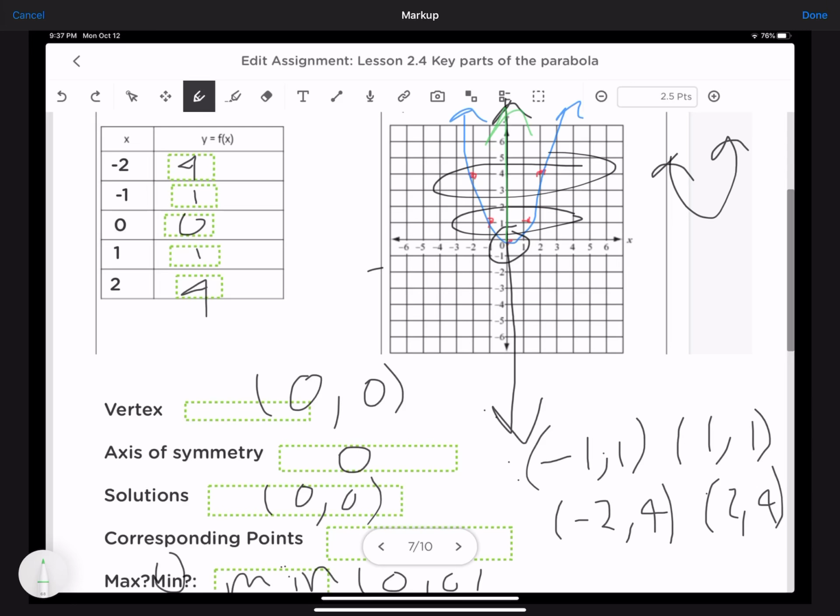And then our last part is our y-intercept. So where is our y-intercept? Where do we touch the y-axis? Again, it's just going to be 0. Our y-intercept is just 0 because it's literally where the parabola touches the y-axis.